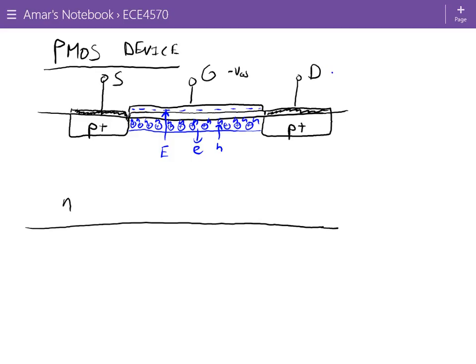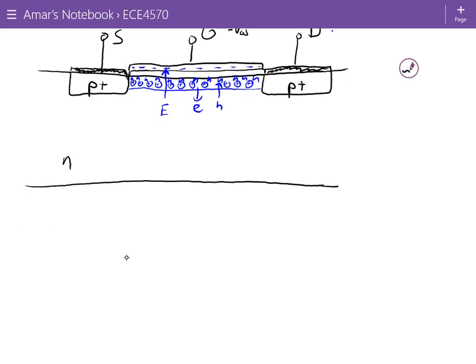If we do the energy band diagram in the horizontal cross-section, what will that look like? So if we're looking at the band diagram from here going all the way across to here like this. All right. So if we do that, we just draw it underneath here. We're going to have a P plus material, then we're going to have an N-type material, and then we're going to have a P plus material.